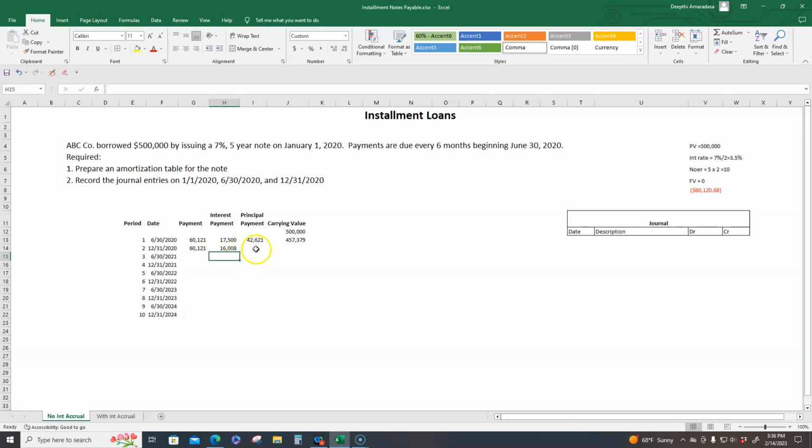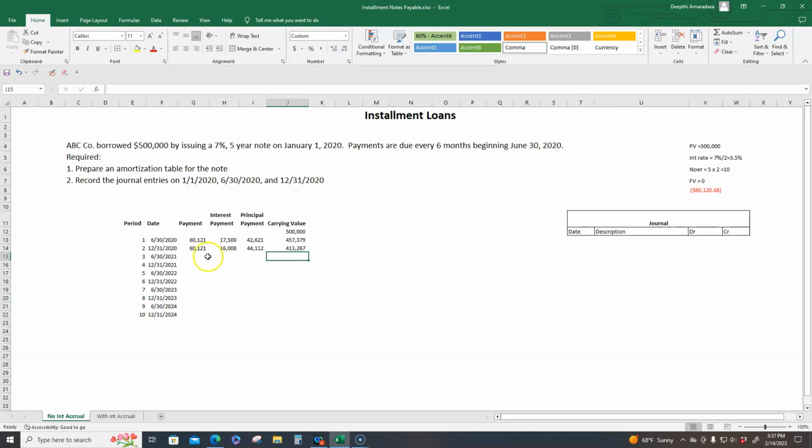Now, our principal payment this time will be higher because we're still paying that same amount. So let's calculate the principal amount. It's your payment minus interest, which is 4,412, which gives a carrying value. This again is the amount remaining on the note. It's the previous amount of 457,379 minus the new principal payment of 4,412, giving you 413,267.